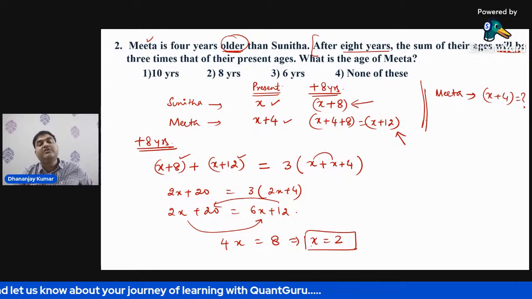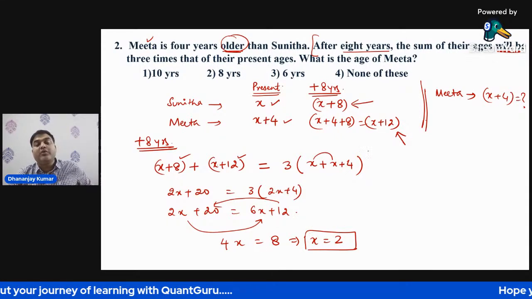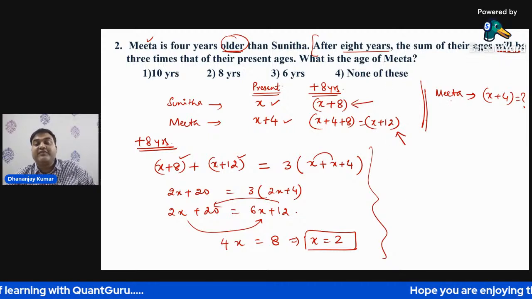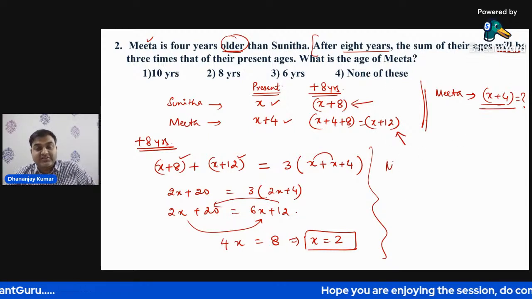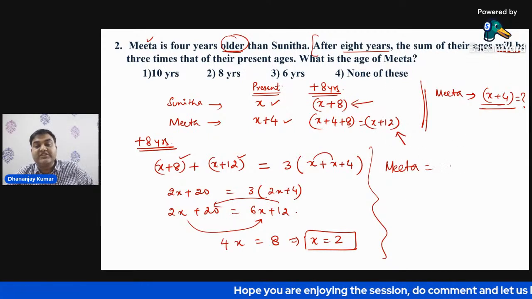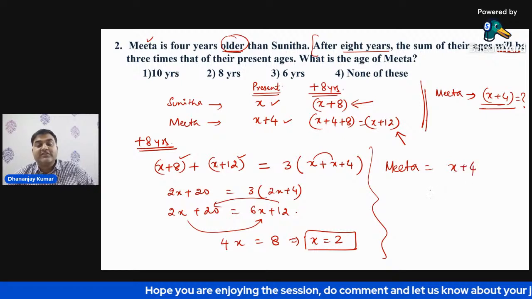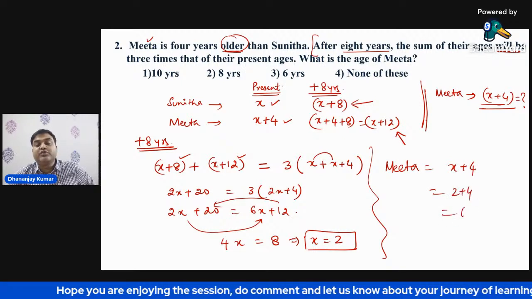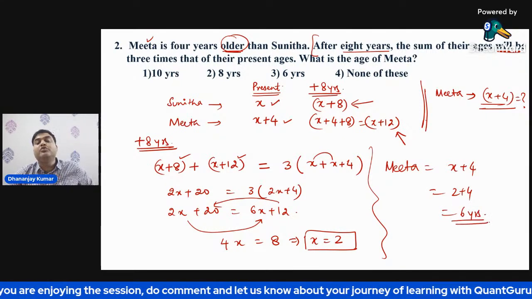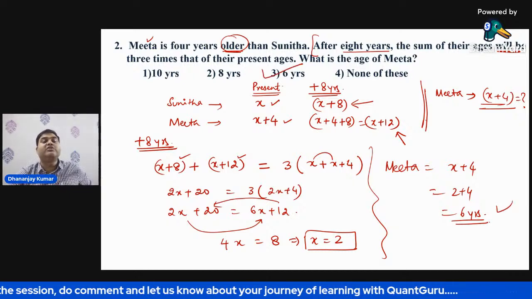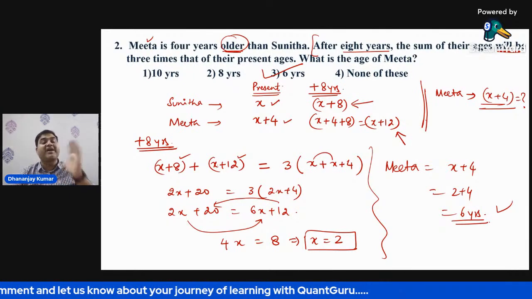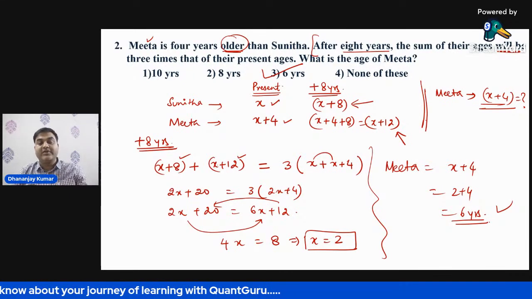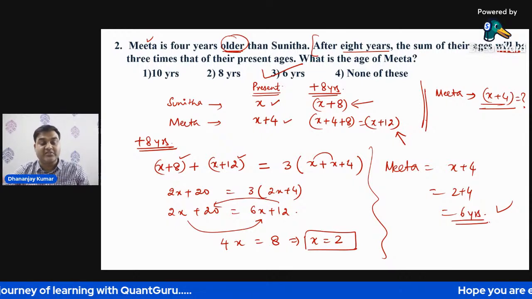What is the value of x? You got 2. Now, what do we have to find out? We have to find out x plus 4. So Meeta's age will be equal to x plus 4, which is 2 plus 4, which is 6 years old. Hope you understood. 6 years old. Option 3 is the right option. Right? Option 3 is the right answer.